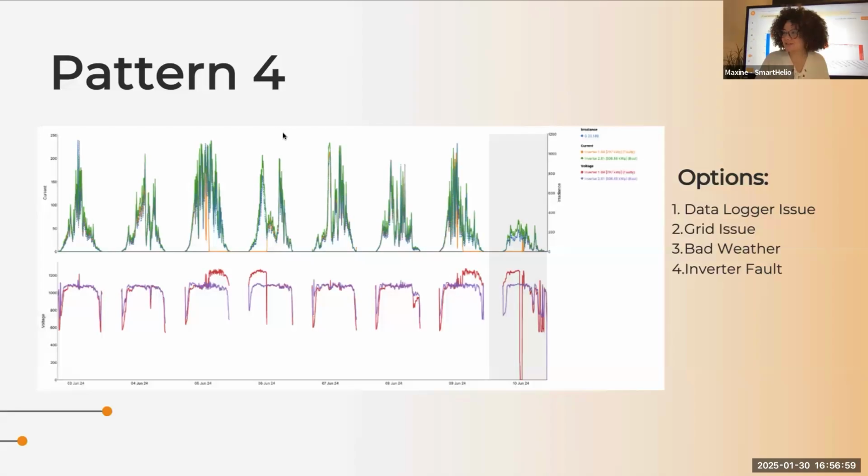So moving to the last pattern. Now you see again, we have some options. You get to decide whether this specific pattern is a data logger issue, grid issue, bad weather, or even inverter faults. Let me share the poll. Launch it. Now again, we have 30 seconds. Let's see who gets it right.